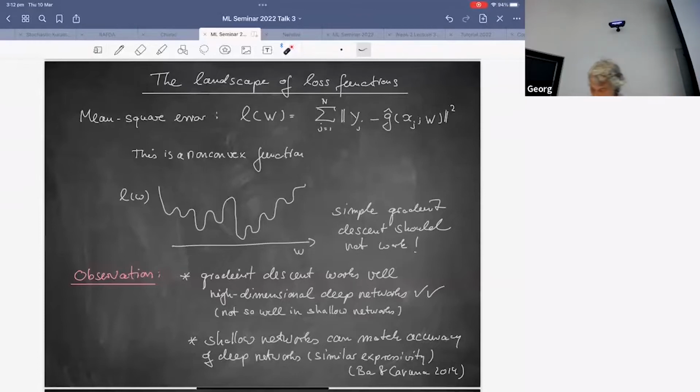But an observation is that gradient descent, or its stochastic modification, actually works very well, and in particular works really well in high-dimensional deep networks. And it doesn't work so well in shallow networks. So can we understand that? And there is an observation. I mean, all these observations are kind of anecdotal, there's no theory behind that. They're observations that people who tried those methods found.